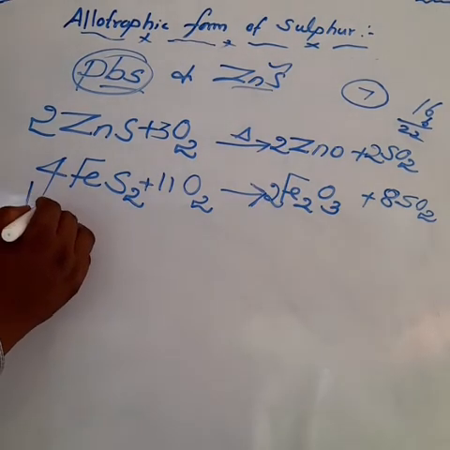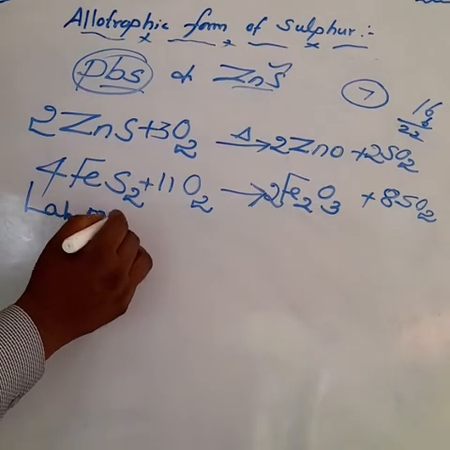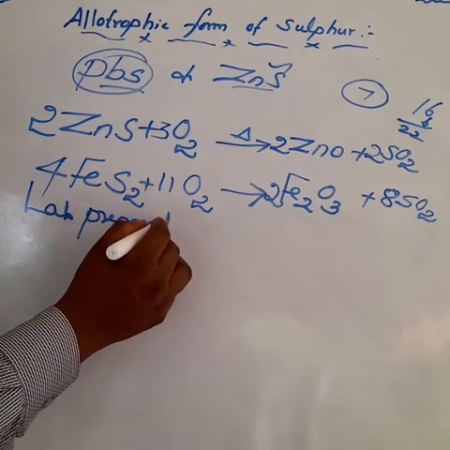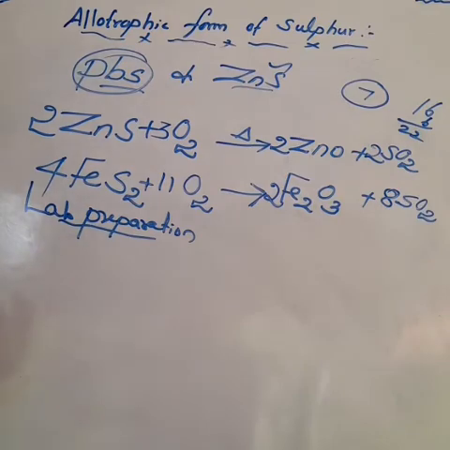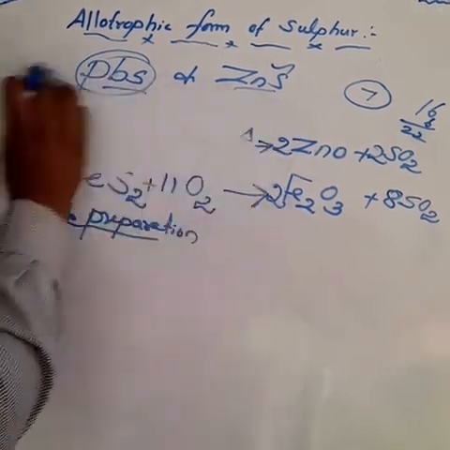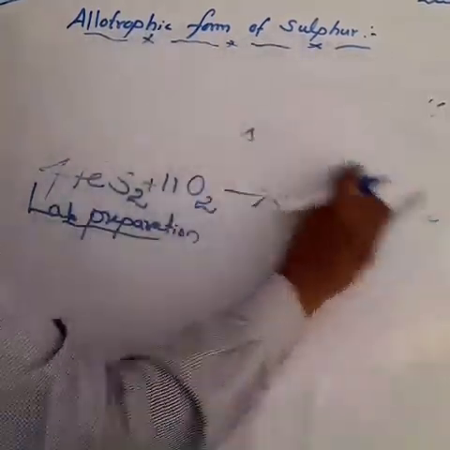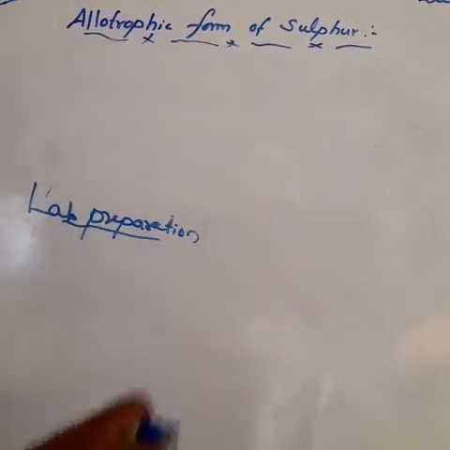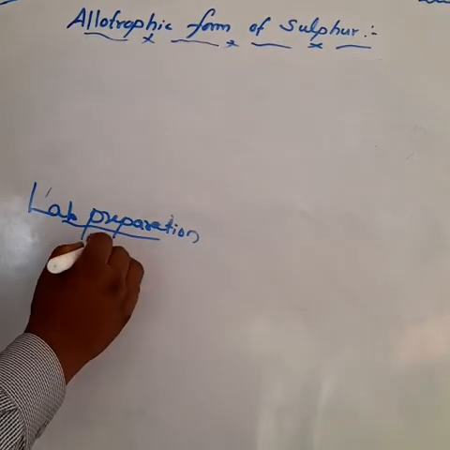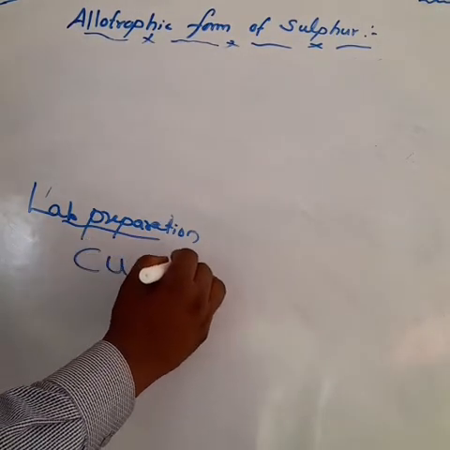Next one, laboratory preparation of sulfur dioxide. Sulfur reacts with concentrated sulfuric acid, we get... First we are taking not sulfur, we are taking copper. Copper reacts with concentrated sulfuric acid.